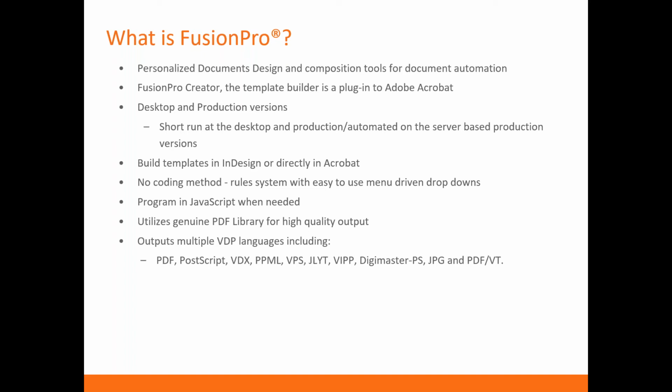As I mentioned, Fusion Pro lives directly in Acrobat, but there's also a helper component that lives in InDesign. So you can create your document in InDesign, tag the variable areas, or actually put them in by surrounding a word with brackets. And when you export that into Acrobat, that area will be variable so that you can do what you need to do. We have no-coding methods, rule systems that are very easy to use, but we also have the ability to program in JavaScript when you need to do something a little more complicated. So you get the best of both worlds.